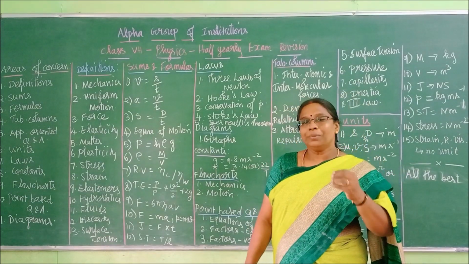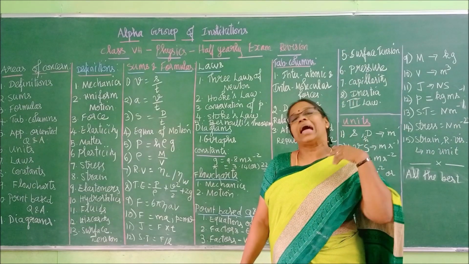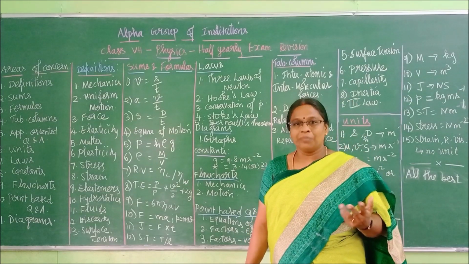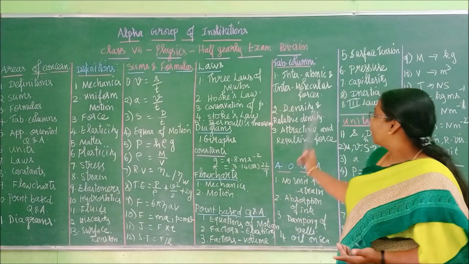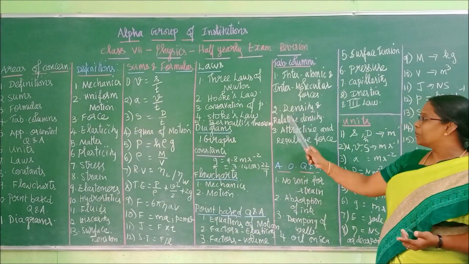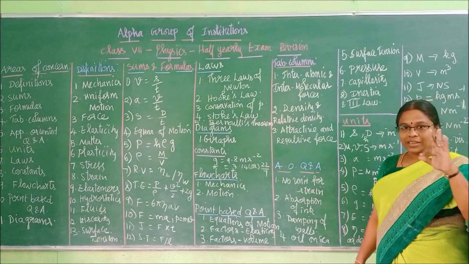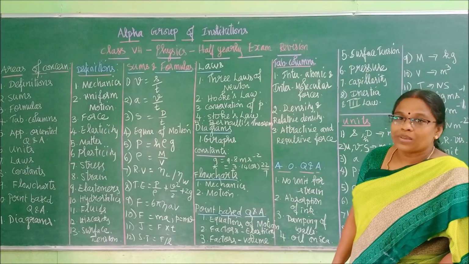Otherwise, if it is simple for you to write in a tabular column, that also you can frame and write. Okay, it is your convenience. Right? Then what are the differences between density and relative density? There are 3 points given. All the 3 points you must learn.